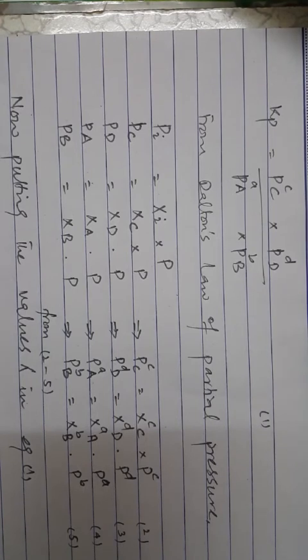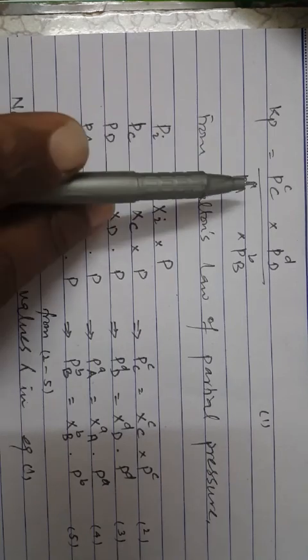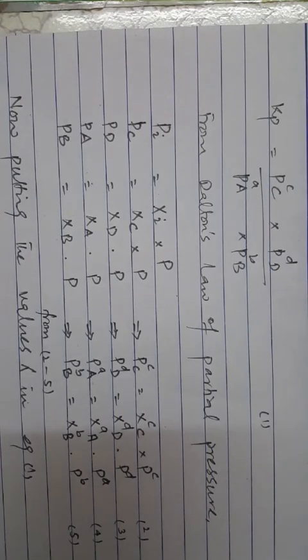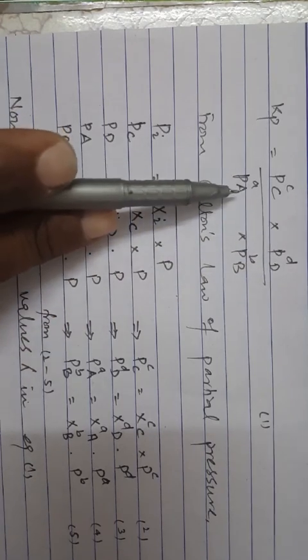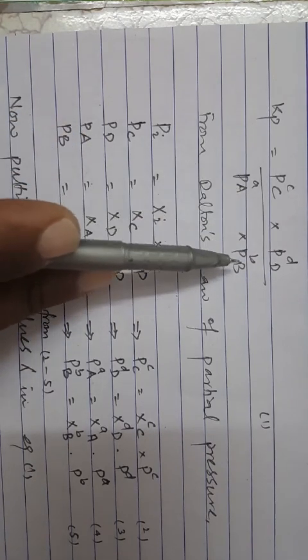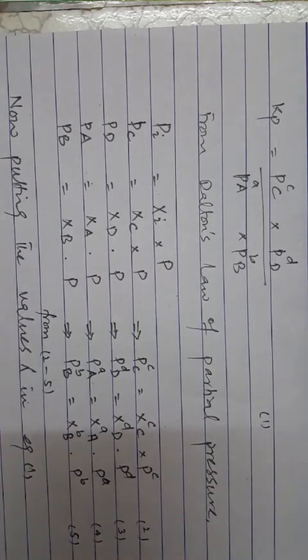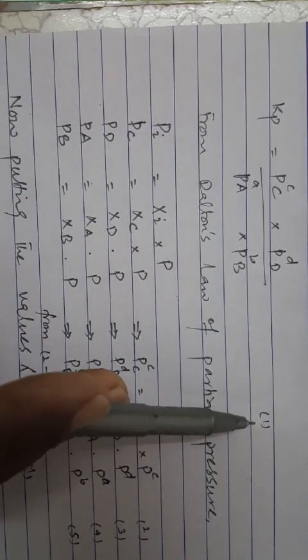Now we will check the formula of Kp, which is equal to partial pressure of C power c, partial pressure of D power d, divided by partial pressure of A power a and partial pressure of B power b. We will calculate the values of partial pressure of C power c, D power d, A power a and B power b, and then put these values in this expression, which is called equation number 1.